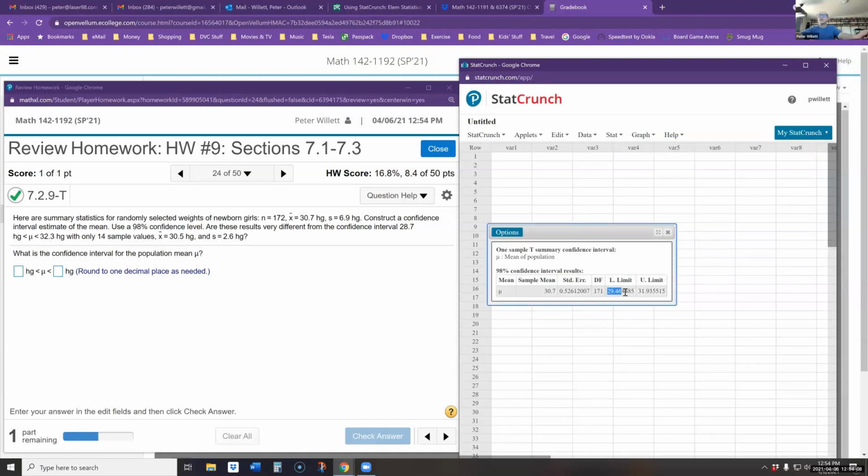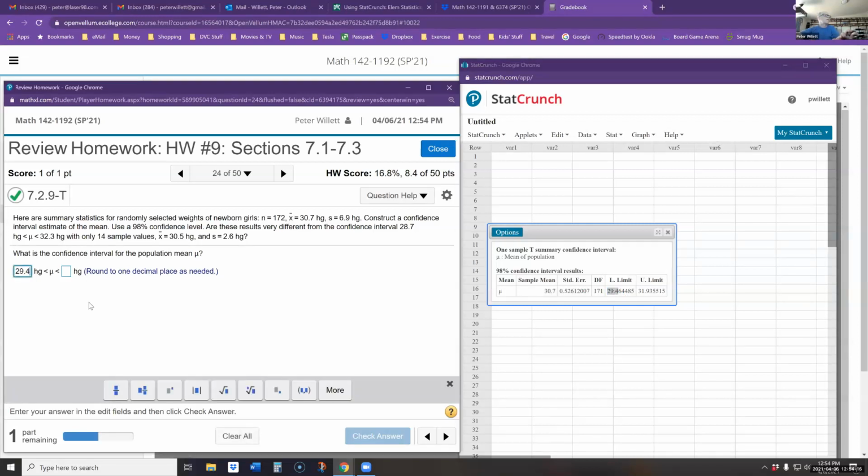So I would choose the lower limit and they want this rounded to 1 decimal place. It looks like I'm going to round the 4 up to a 5. And that gives me the lower value of my confidence interval and then the upper limit rounded to 1 place. I don't have to bump up the 9.